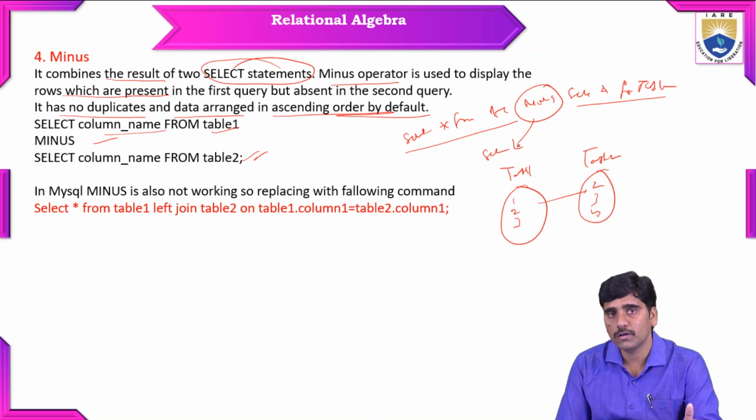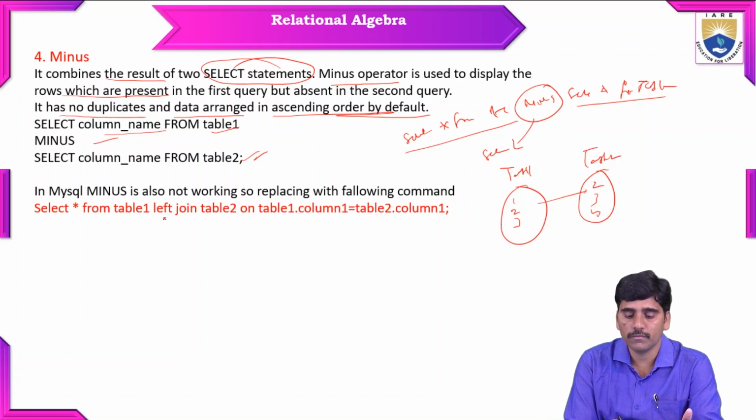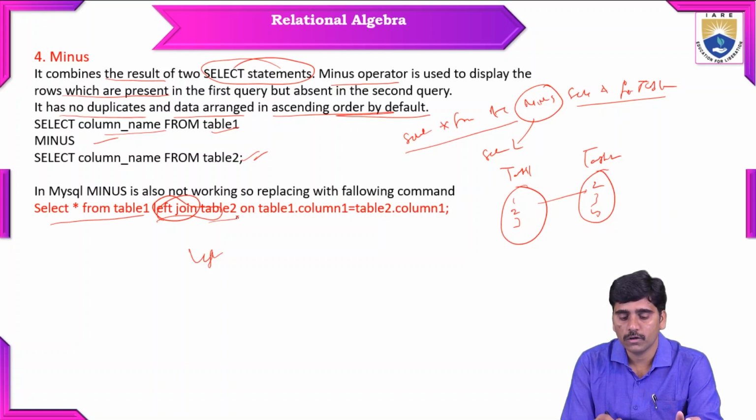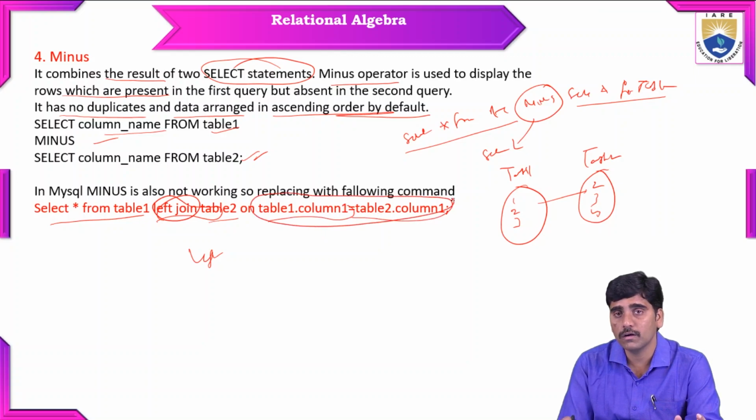In MySQL, it is replaced with the left join condition. So what does it display? Select star from table 1 left join table 2 on table 1 dot column 1 equals table 2 dot column 1. So this is the way we can perform the set operators.